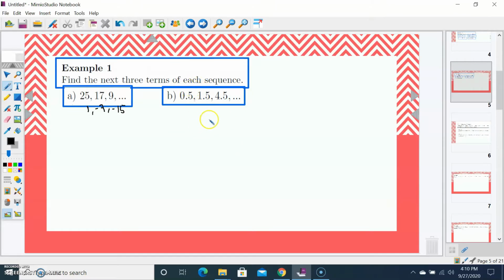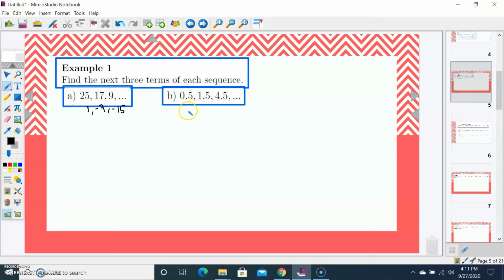Okay, so let's consider our next example. So we have 0.5, 1.5, 4.5. As you can see, the sequence is increasing because it started with 0.5, and then we have the second term, which is 1.5, obviously greater than the first one. And then the third term is 4.5, which is greater than 1.5. So we'll be expecting that the next 3 terms are greater than 4.5.